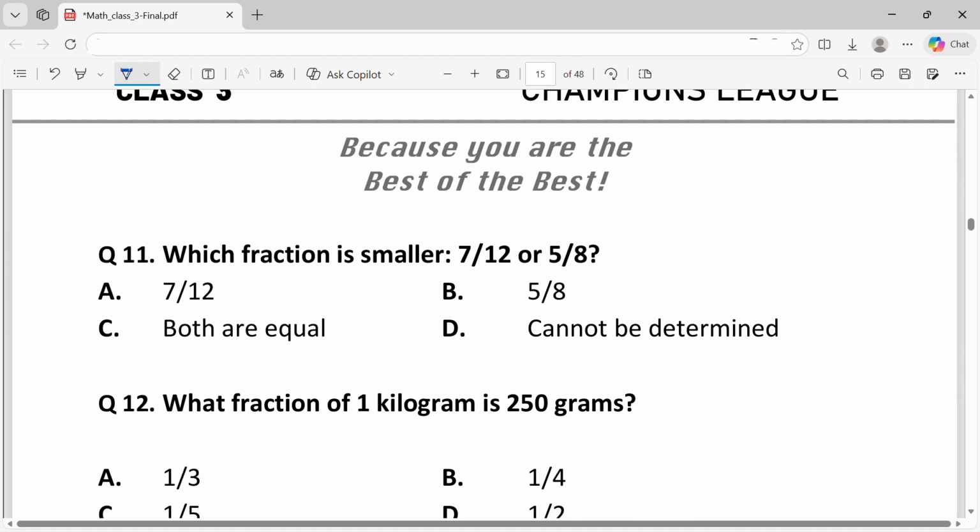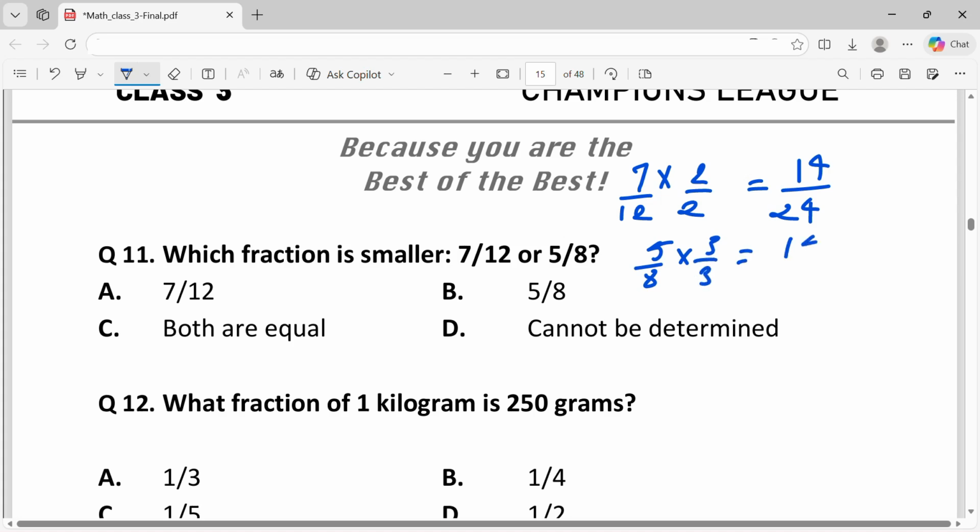Question 11. Which fraction is smaller, 7 by 12 or 5 by 8? To compare the fractions, the denominator must be same. So, equating the denominators, we have 7 upon 12 into 2 upon 2, which is equal to 14 upon 24, and 5 upon 8 into 3 upon 3, which is equal to 15 upon 24. Comparing these two, 15 upon 24 is greater and 14 upon 24 is smaller. So the answer is 7 by 12.